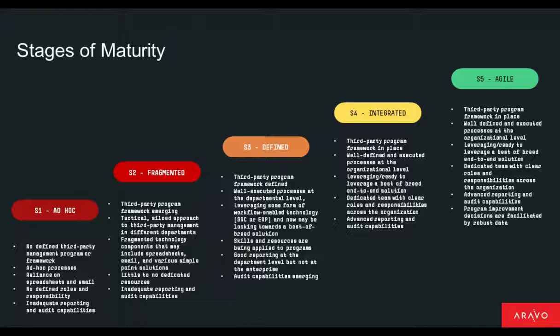But I think it's also fair to say that this isn't the only model that you'll see out there. There are other consultant firms like Deloitte and Protiviti who have similar models, but essentially the concept is the same. Third-party risk has a series of maturity stages that programs typically evolve through.